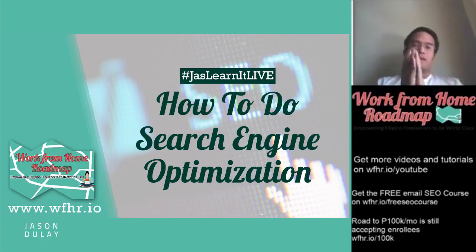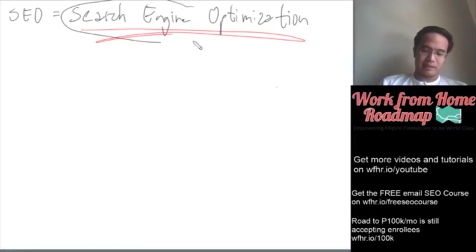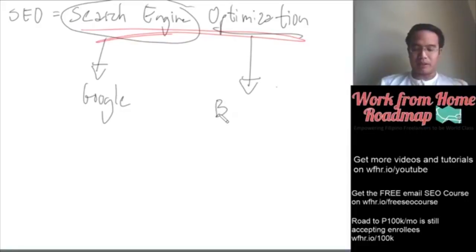Okay, so today we're going to talk about how to do SEO as a freelancer. As you can see here, we have SEO, which is search engine optimization. I have the color red there. So what do we mean by search engine optimization? Let's break these words down. Search engine: Google is a search engine. And optimization means something like make it better, right?